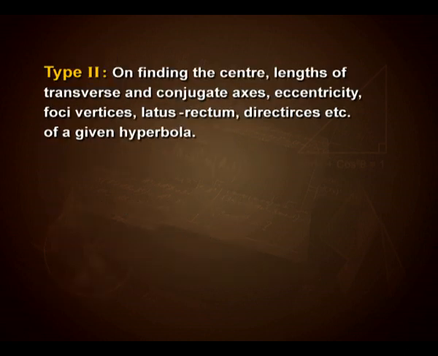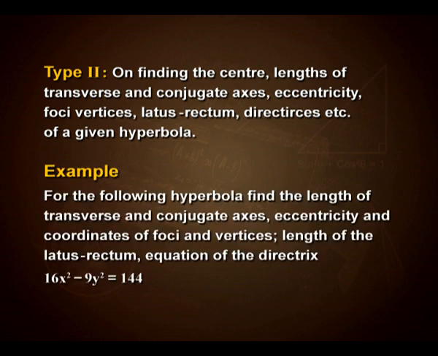Here we have another example of type 2 on finding the center, lengths of transverse and conjugate axis, eccentricity, foci, vertices, latus rectum, directrices, etc. of a given hyperbola. Here goes the example. For the following hyperbola, find the length of the transverse and conjugate axis, eccentricity and coordinates of foci and vertices, length of the latus rectum, equation of the directrix: 16x square minus 9y square is equal to 144.